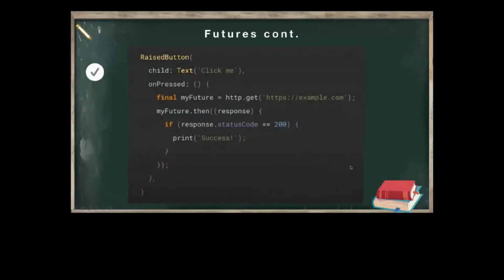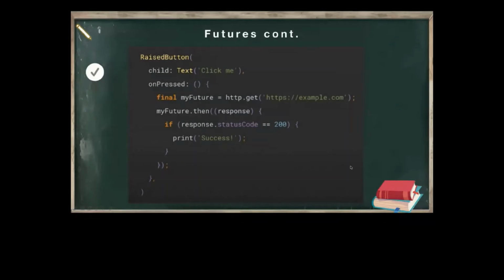Yeah, so as we said, you see this http.get returns a future, and a future is just a promise that it will execute. And then when we have the then keyword there, when the response comes, if the response is okay, print success. So that is basically how it works from a theoretical point of view.